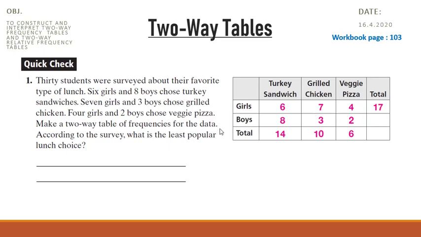For the girls, 17. And the total of the boys, 13. Good. And the total of total, which is the whole number of students, 30. Good. In the question here, what is the least popular lunch choice? The least popular. Veggie pizza. Yes, veggie pizza is the least popular lunch choice.